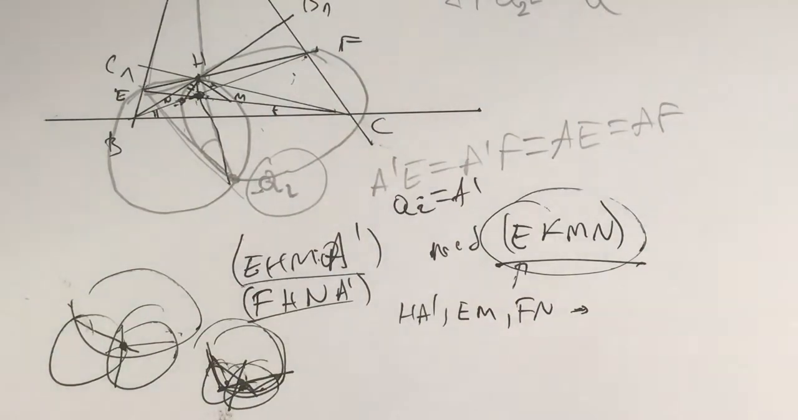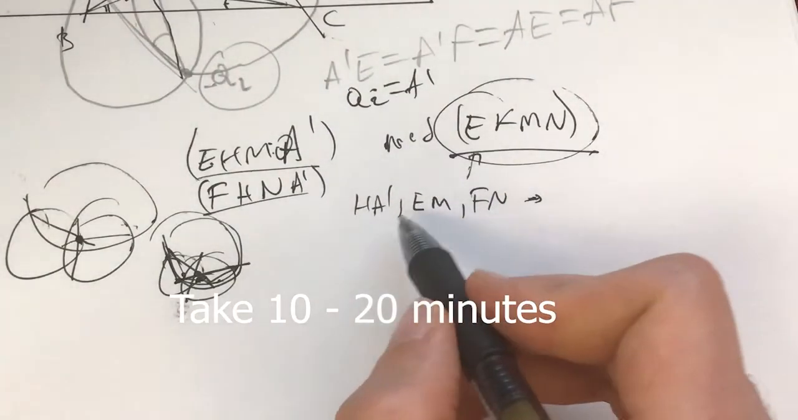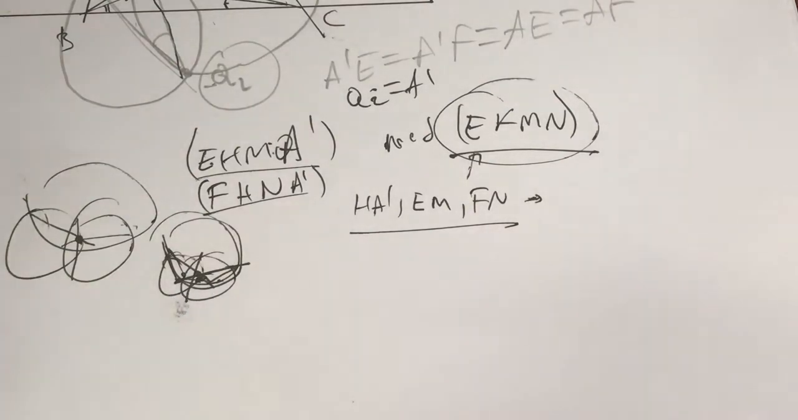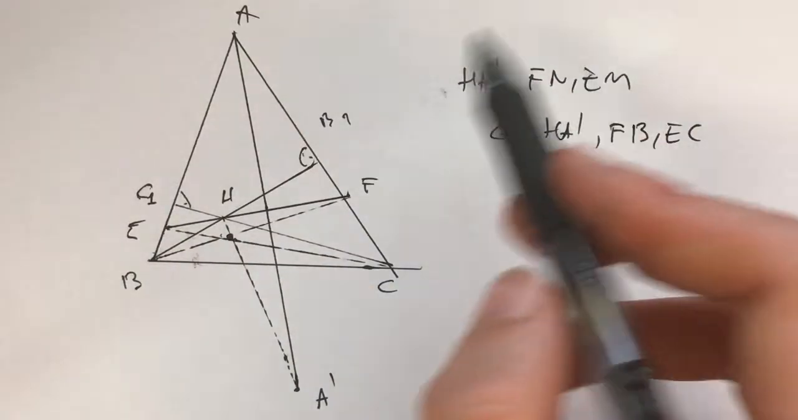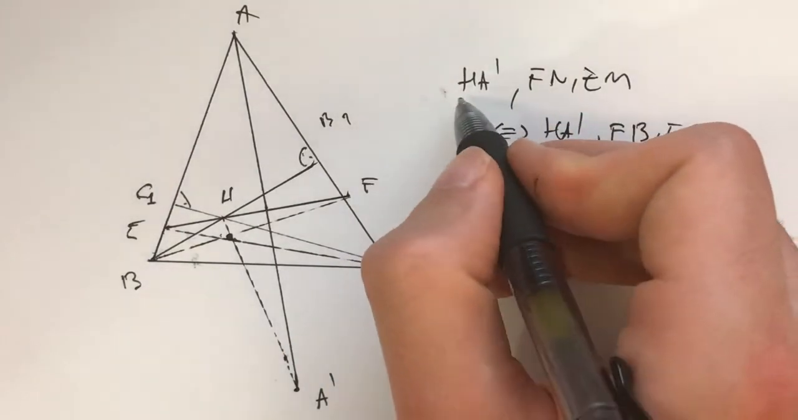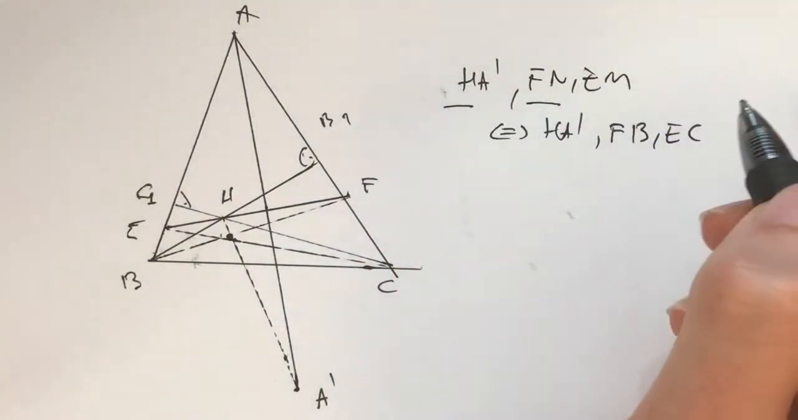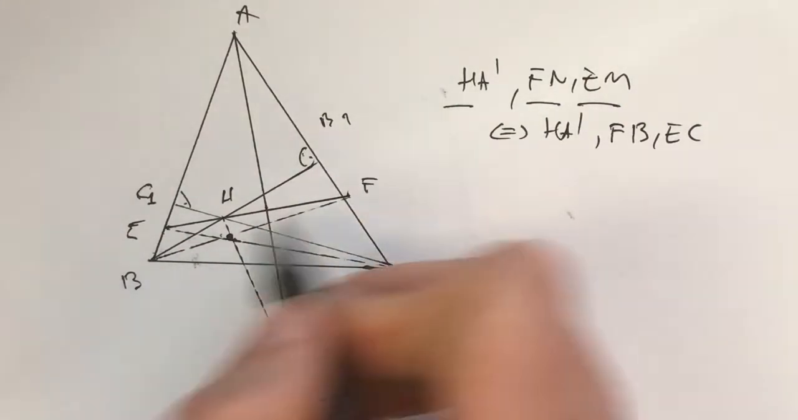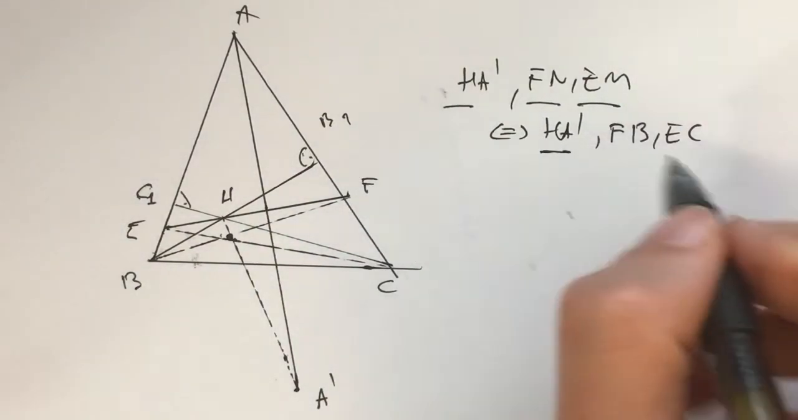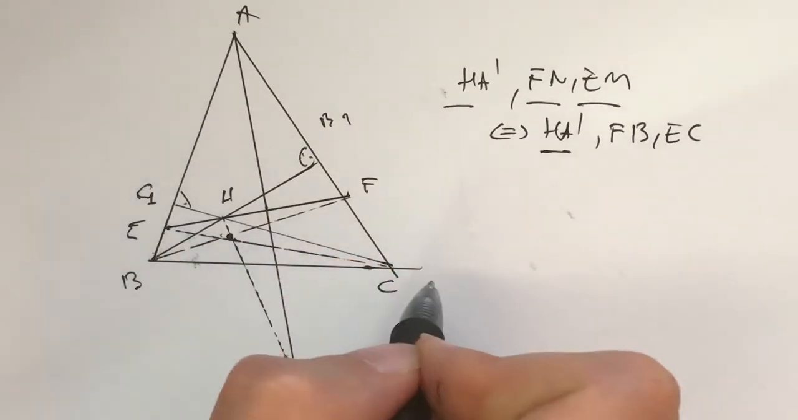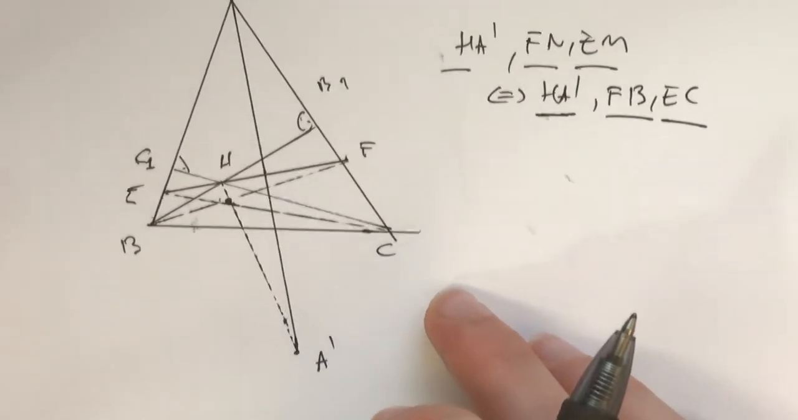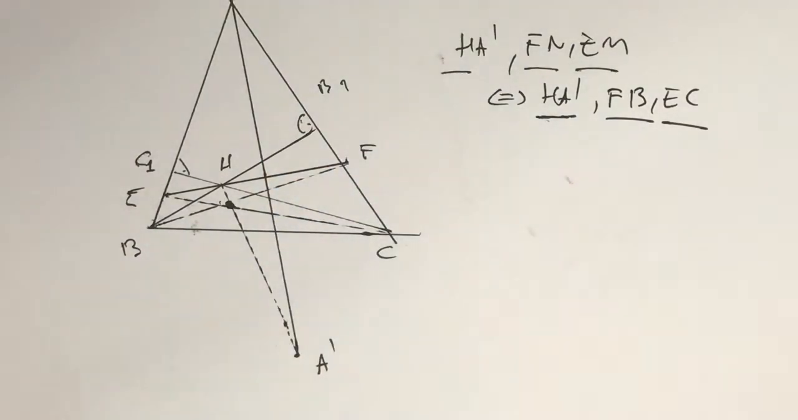Now, if you didn't have this idea, I invite you to take another 10 to 20 minutes and see how you would prove this. Here's my next idea. The first thing you can see once you clear the dust is that if HA prime, FN and EM concur, because FN is really FB, and similarly EM is EC, this is the same as these 3 lines concurring at the same point. And how do we prove this?